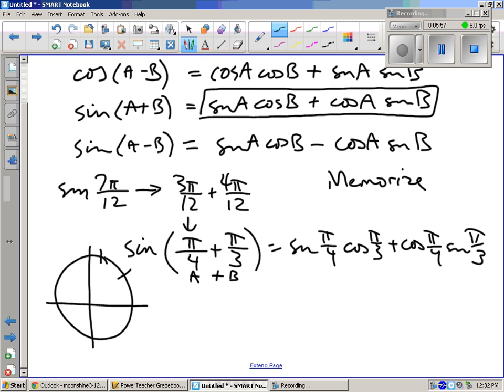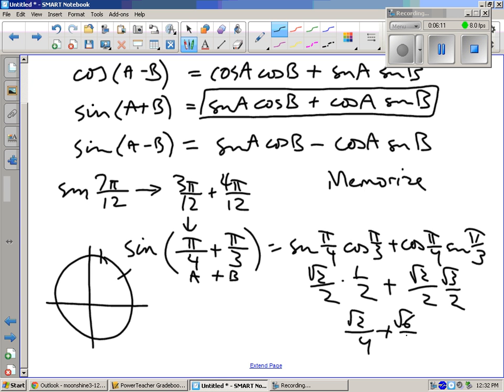So sine of pi over 4 is root 2 over 2. Cosine of pi over 3 is 1/2. Cosine of pi over 4, root 2 over 2. Sine of pi over 3 is root 3 over 2. We get root 2 over 4 plus root 6 over 4. So it just kind of lucked out that we got the same answer twice.